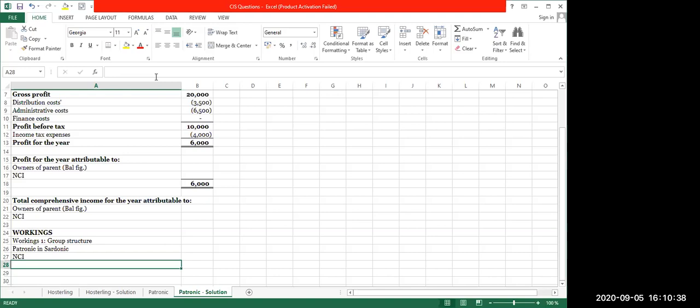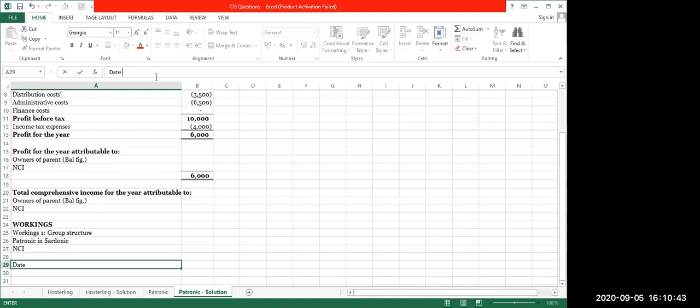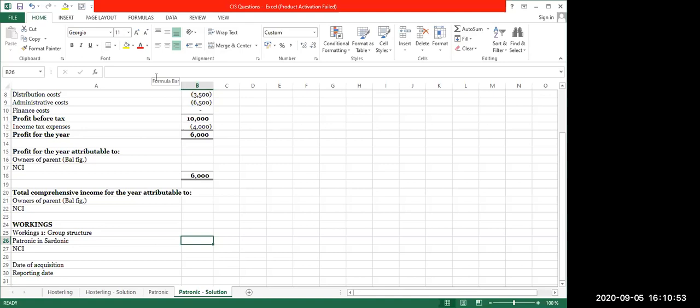And don't forget, once you do that, you must check the date of acquisition. And you must also check the reporting date so that you'll be careful to know if there was an acquisition during the year. So Patronic in Sardonic. Let's look at the question.